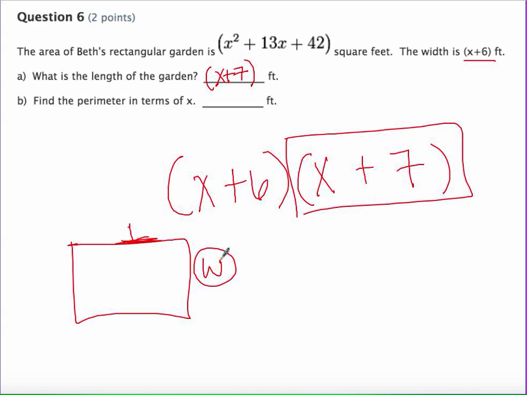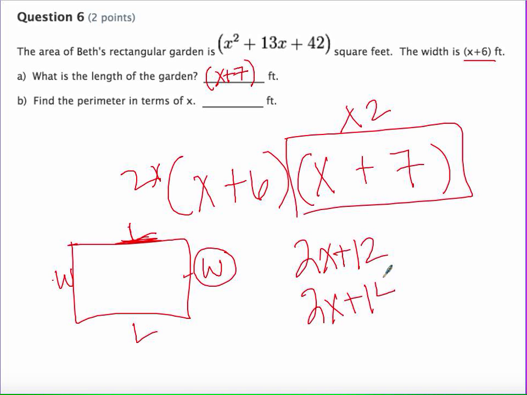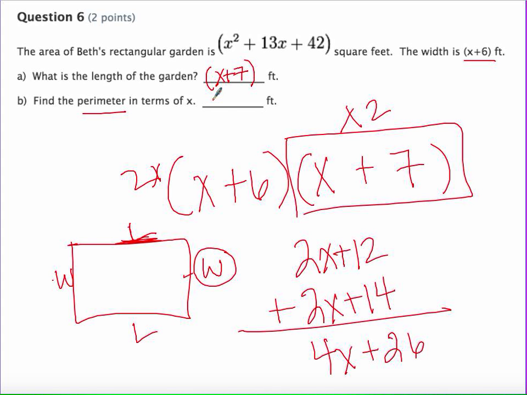I know that I could just add all four up, or I could double each and then add them together, because the width is going to happen twice, the length is going to happen twice. So if I times the width by 2 and the length by 2, I've got 2x plus 12 and 2x plus 14. And I need to add them together because I'm adding all four sides. That leaves me with 4x plus 26. So I didn't multiply anything by each other to get perimeter. I just added the side lengths up. So the answer should be 4x plus 26.